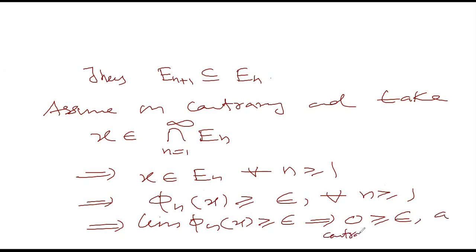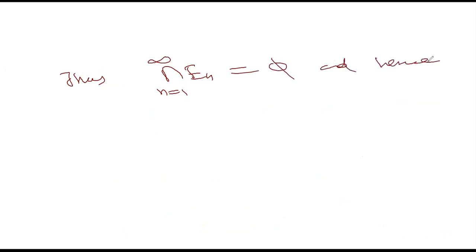A contradiction, as epsilon is a positive number, but here epsilon is less or equal to 0. So that means this intersection must be equal to the empty set. So thus the intersection of En, n runs from 1 to infinity, is the empty set, and hence we conclude that En decreases to the empty set.